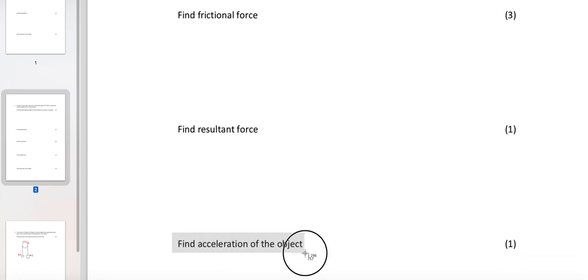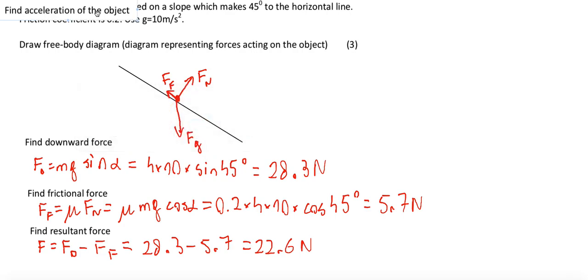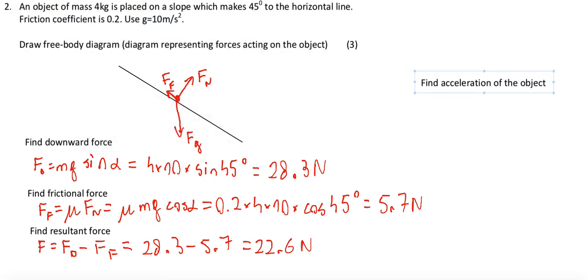Okay, acceleration of the object, easy, second Newton's law of motion. Acceleration of the object is a ratio between resultant force and mass. So this is 22.6 divided by 4, which results in around 5.7 meters per second squared. Remember about the units. Units at the end in the final answers are obligatory. So here we have exercise number 2 solved.